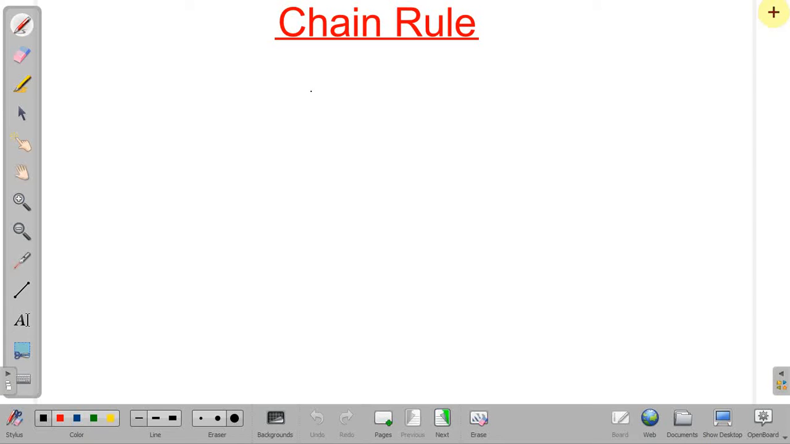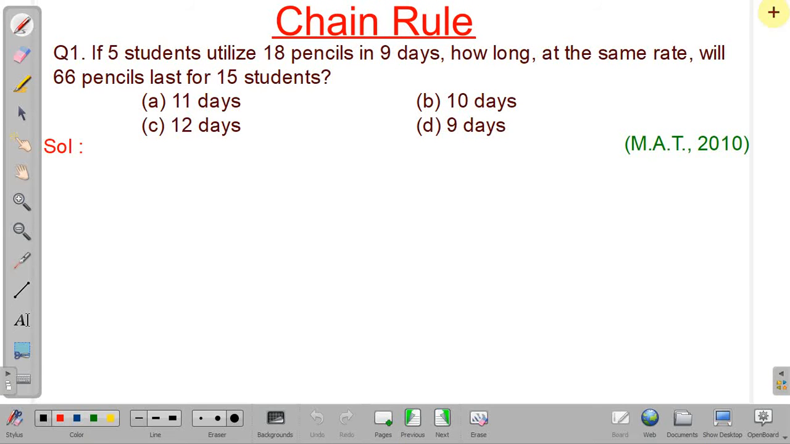In this lecture, we will discuss some important problems on the topic chain rule. So let's start. See, in the first question, what is given? 5 students utilized 18 pencils in 9 days, and we have to find how long 15 students will utilize 66 pencils. Okay, so in this type of problem, what we do?